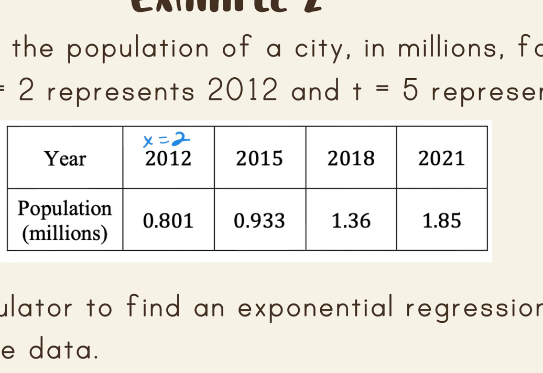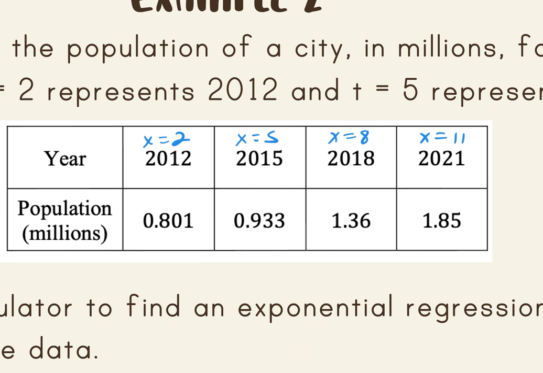But when I type it in the calculator, it's going to be x, which means 3 years later, in 2015, this x would be 5. And then 2018, that x would be 8. And then 2021, that x would be 11. Obviously, that's important because that's what we're going to put in our x values.